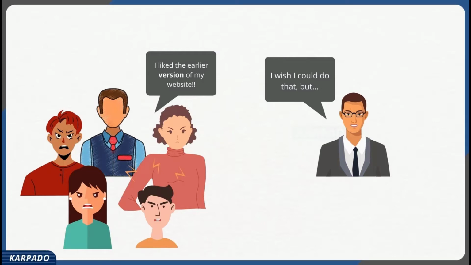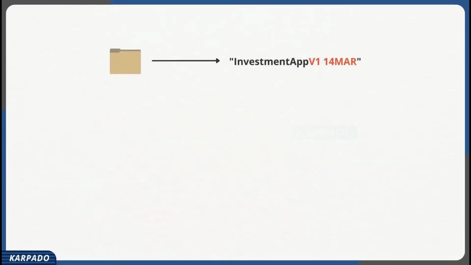So Sundar came up with a brilliant idea to solve this problem. What he started to do now is, for example, let's consider the investment app that we were talking about. Sundar creates a folder called investment app V1 and 14th March, which is the date on which this project was delivered to the customer. And then assume that Bob had asked him to introduce a couple of new features.